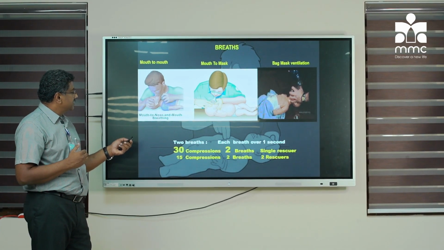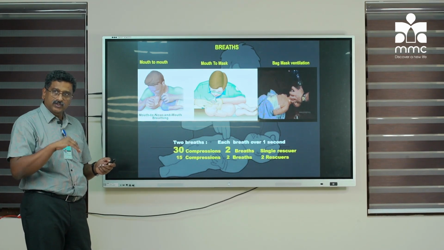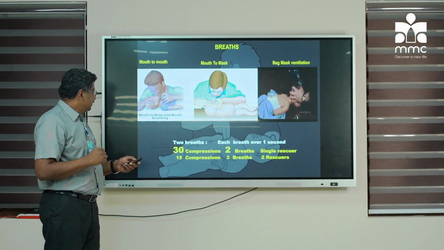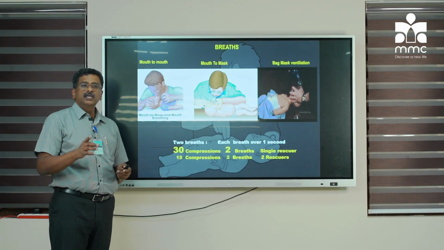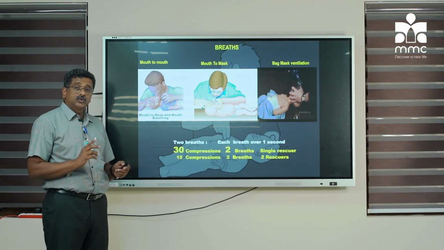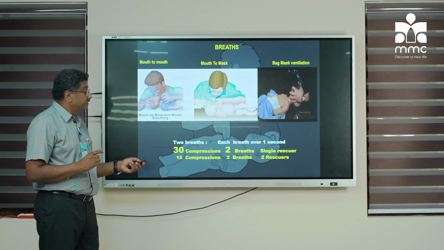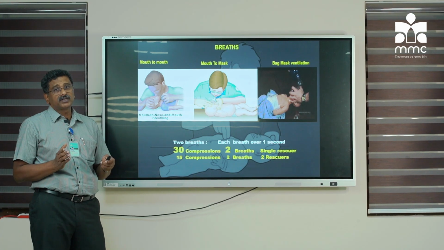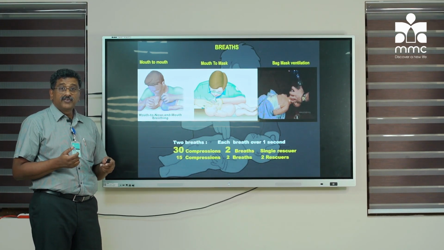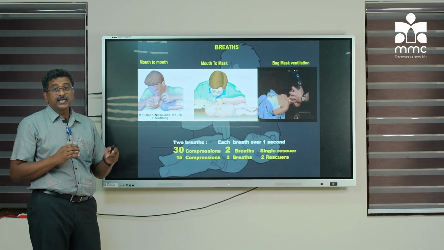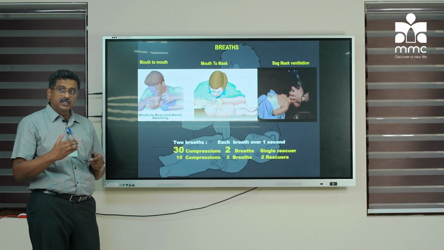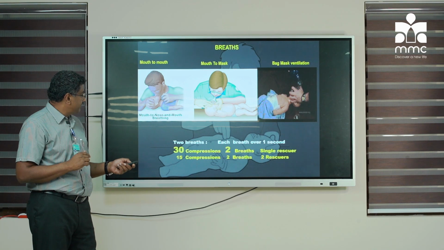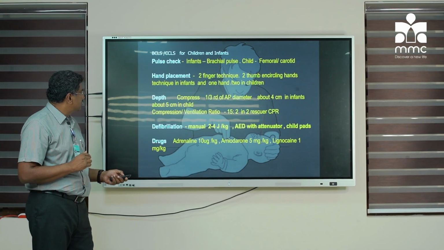And how much should be the breath? You all know that each breath is over 1 second, and that is also in adults. In adults, the compression ventilation ratio is 30 compressions to 2 breaths. So in an infant or a child, when there are two rescuers, what you have to stick to is 15:2, because in children or infants there is respiratory failure which progresses to cardiac failure, and the oxygen content is low in them. So we have to increase the frequency of ventilations in an infant and a child. That is why when there are two rescuers, it is 15:2.